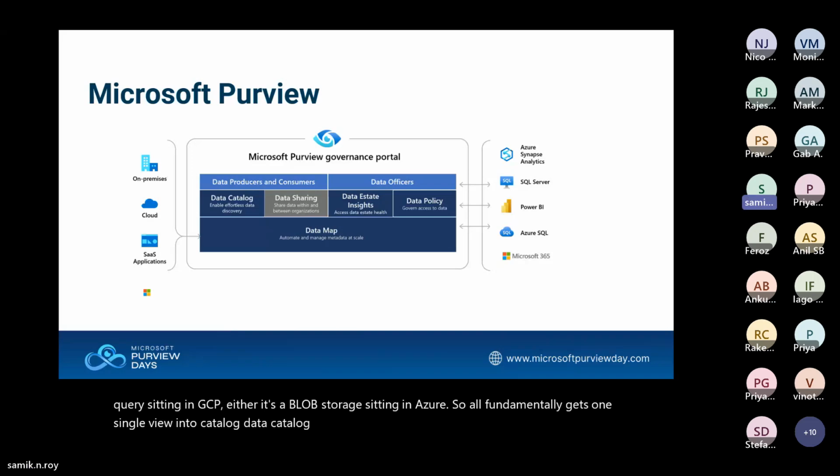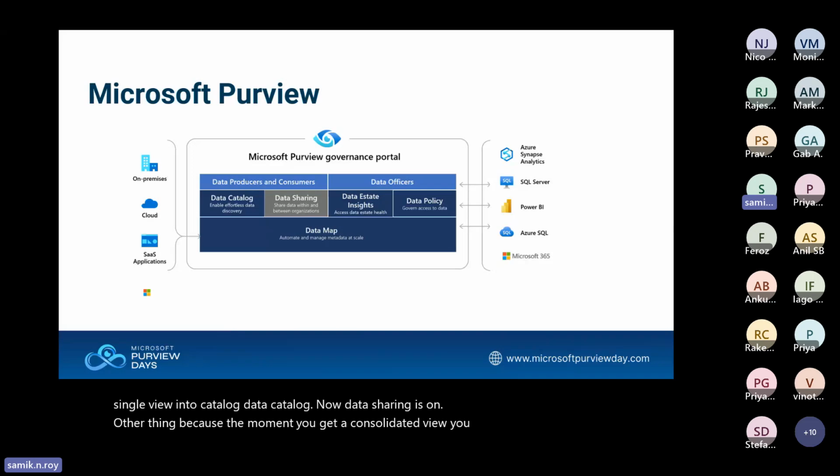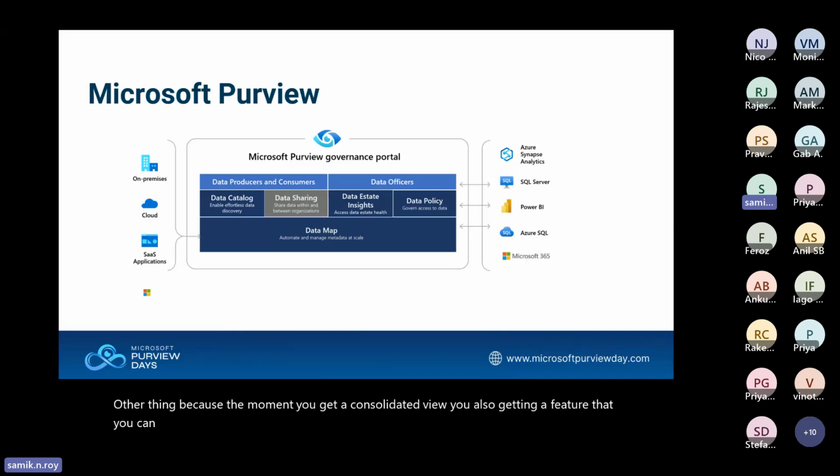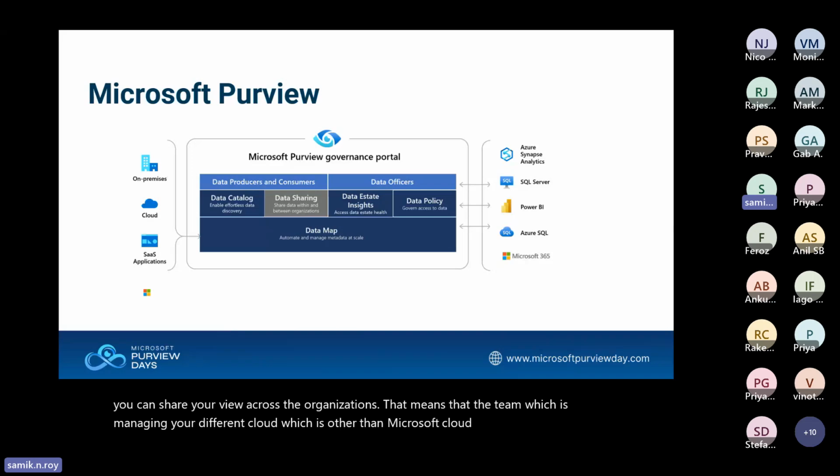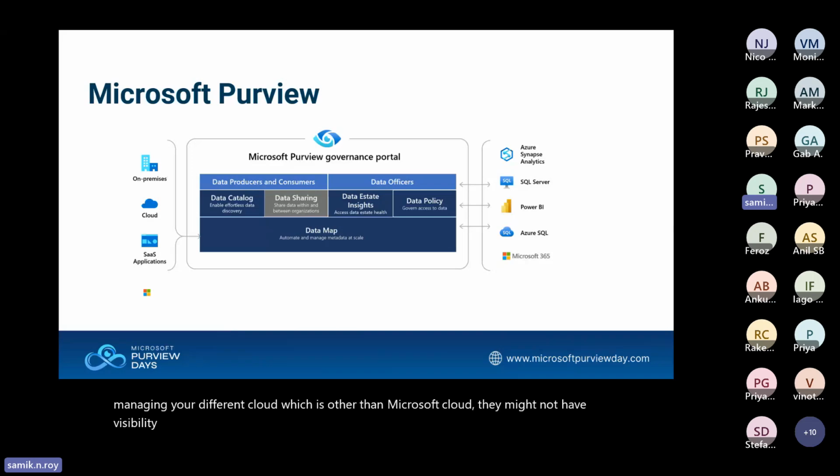Now, data sharing is another thing, because the moment you get a consolidated view, you also get a feature that you can share your view across the organization. The team which is managing your other cloud might not have visibility into your Microsoft cloud. So it becomes easy to share based on the data map done. And again, you're not sharing the data, you're sharing the metadata, so that they get an idea what exactly is behind the hood. Because as of today, we don't even know what kind of data we have, and that's one of the biggest problems organizations have.